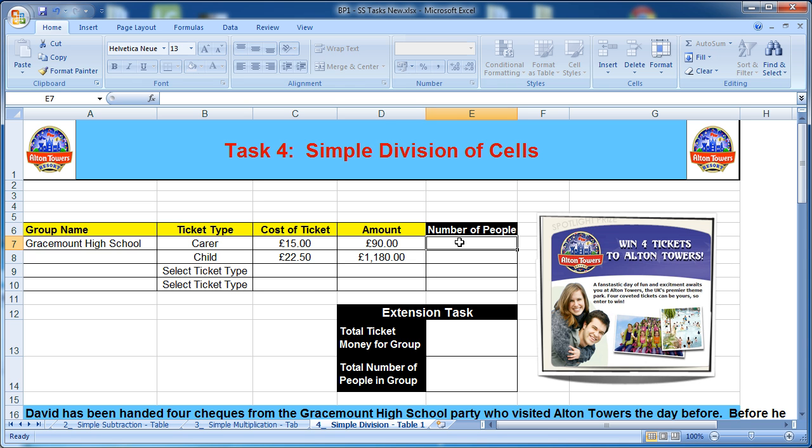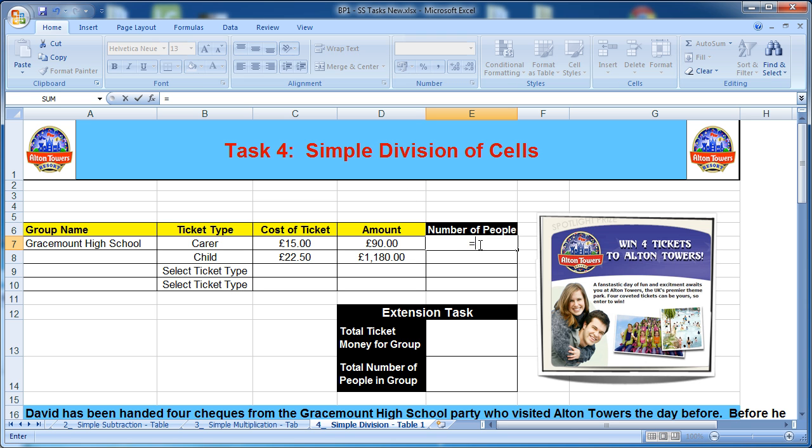Now we have to work out the total number of people that came. I'll start again, I'm making a mess of that. We're trying to work out the total number of carers, and also the total number of children. To work that out, we've got to work out how many 15s go into 90. We could stick that into a calculator, but we don't need one here because we've got Excel, and that can do it all for us.